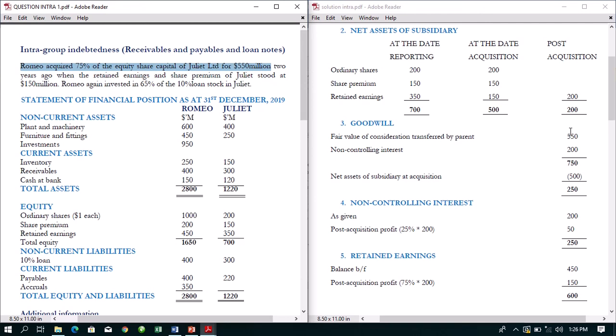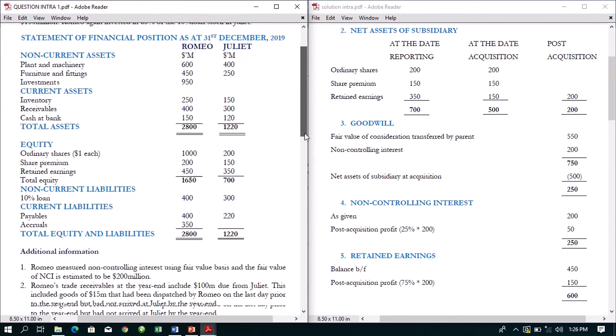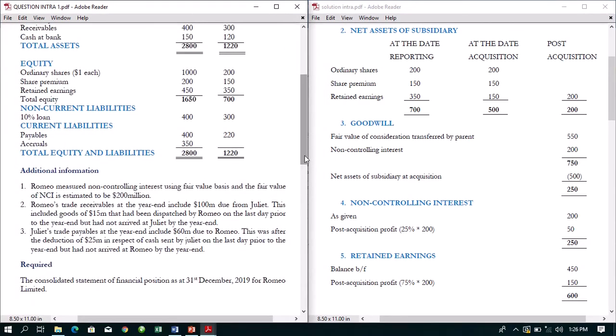I need to add my non-controlling interest. The examiner doesn't even want to stress us in this question, and we are also given non-controlling interest free of charge. I told you in my last class that there is a way you can determine your non-controlling interest in case you are not given. So if you missed the last lecture, you can definitely watch the video on how to calculate your non-controlling interest. So in this case, I have 200, and where am I picking my 200 from? I can go to my additional information 1, where we are told that NCI is estimated to be 200 million.